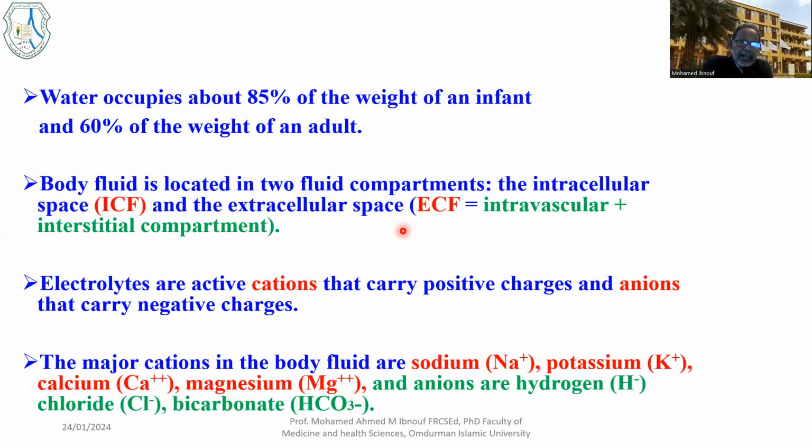And electrolytes are cations that carry positive charges and anions that carry negative charges. And the major cations are sodium and potassium, calcium, and magnesium, while the major anions are hydrogen, chloride, and bicarbonate.